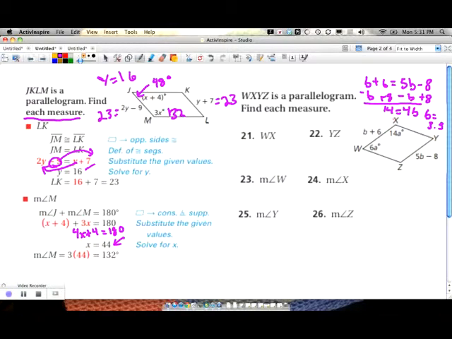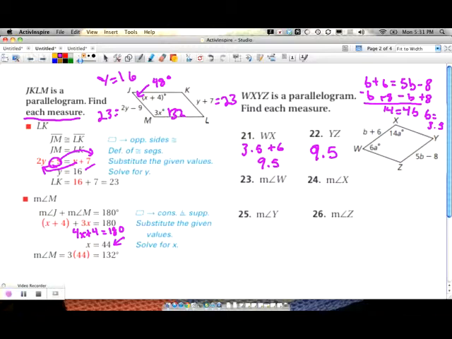So the question then is, how do I find the measure of each side? Well, this would be 3.5 plus 6 for WX. 3.5 plus 6. That's 9.5. Without even having to do calculations, I know that YZ is the same, so I would get 9.5 for that as well.